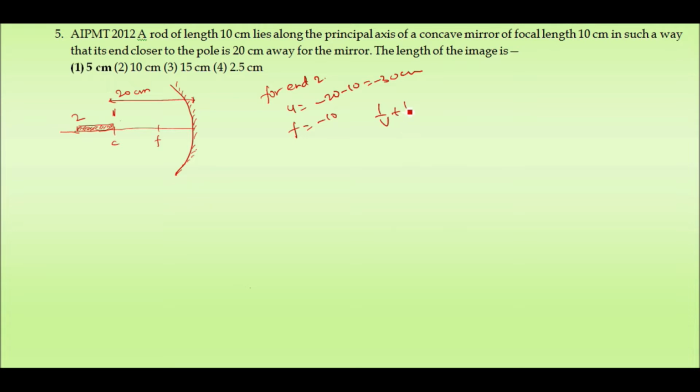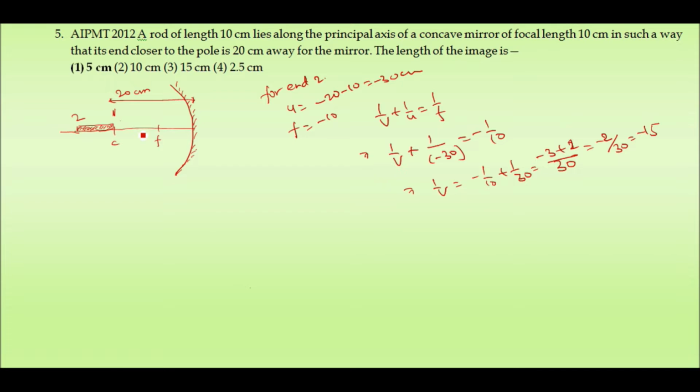So if I apply the mirror formula, 1 by v plus 1 by u is equal to 1 by f, then 1 by v plus 1 by minus 30 is equal to minus 1 by 10. From there we get 1 by v is equal to minus 1 by 10 plus 1 by 30, that is minus 3 plus 1, that is minus 2 by 30, so v is minus 15. So clearly the second image is formed at this point, and again the image will be formed in an erect way.